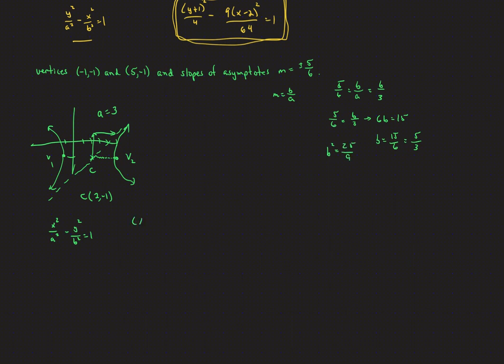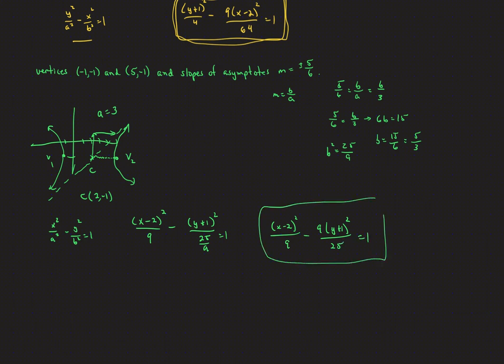Okay, so here we go. x minus the x coordinate of the center, 2, squared over the a squared, which we said was going to be 9, minus y plus 1 squared over 25/9 is equal to 1, or the preferred form would be (x minus 2) squared over 9 minus 9 times (y plus 1) squared over 25 is equal to 1. But I'd still accept that other version.